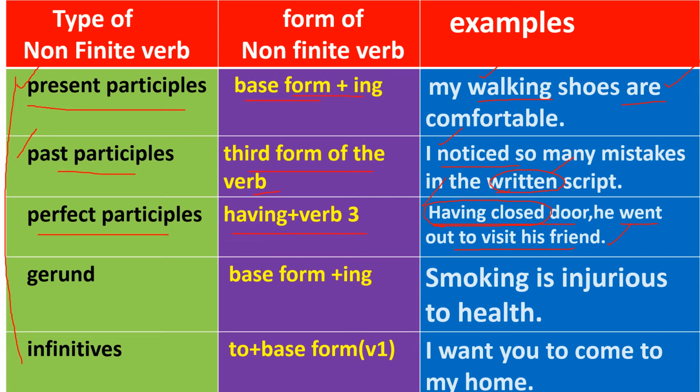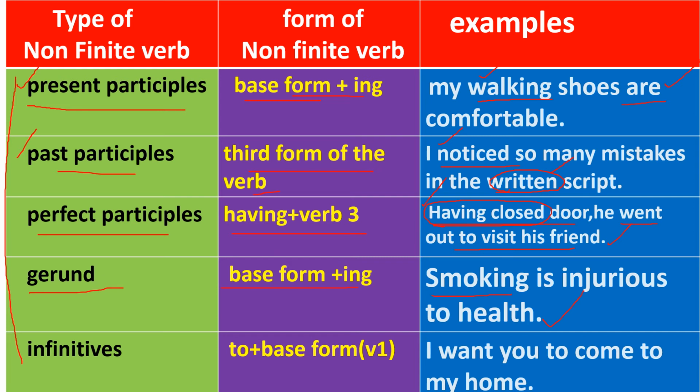Next non-finite verb form is gerund. What is called gerund? Like present participle, gerund also has the same form, base form plus ing. Sometimes base form plus ing is present participle, sometimes it is also called gerund. Both are considered as non-finite verbs. Smoking is injurious to health. Smoking is present participle or gerund.